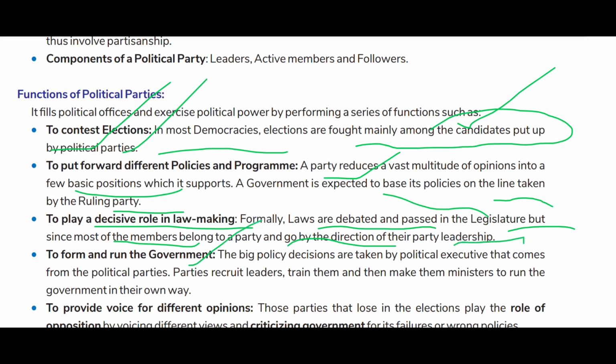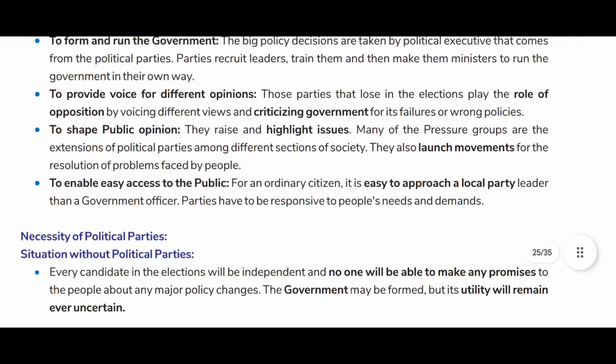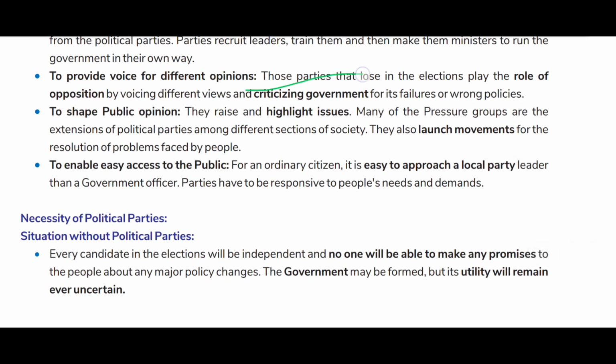Next, to form and run the government. The big policy decisions are taken by the political executive that comes from the political parties. Parties recruit leaders, train them, and then make them ministers to run the government in their own way. To provide a voice for the different opinions, those parties that lose in the election play the role of opposition by voicing different views and criticizing the government for its failures or wrong policies.